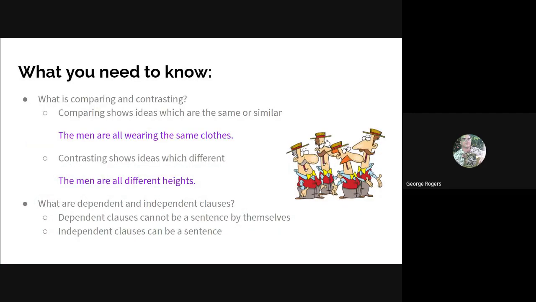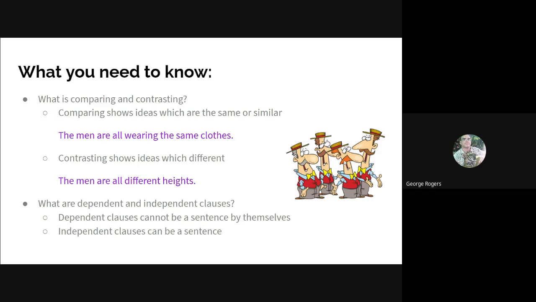Today we're going to be talking about Book 6, Unit 7, Grammar 1. And some stuff we want to start with. We want to make sure you understand the difference between comparing and contrasting. Comparing is when you're talking about how two things are the same, showing likeness, how they're similar.